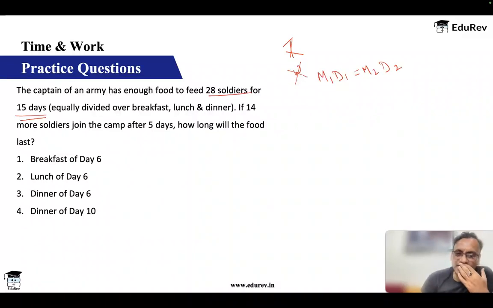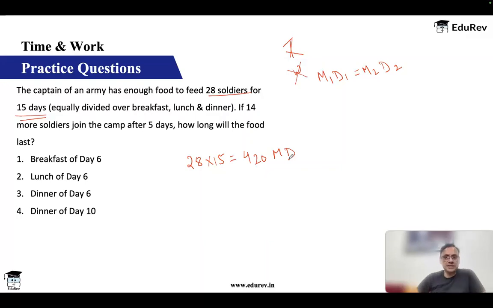So first let's find out the food is for how many days. There's enough food for 28 soldiers for 15 days. So 28 into 15, that means food is enough for 420 man days. That means if one soldier eats, he can eat for 420 days. If 2 soldiers eat, they can eat for 210 days. If 28 soldiers eat, they can eat for 15 days. That means the stock of food is equal to 420 man days.